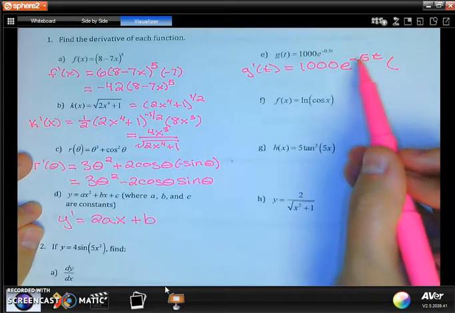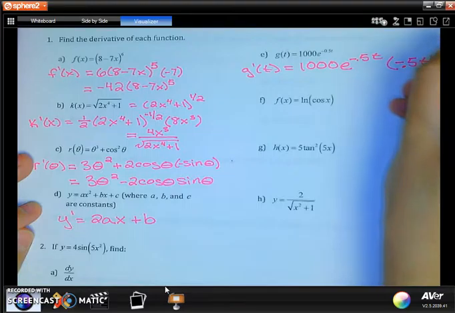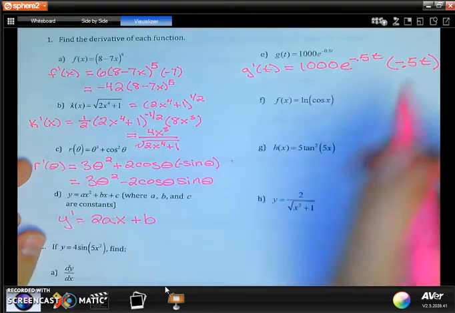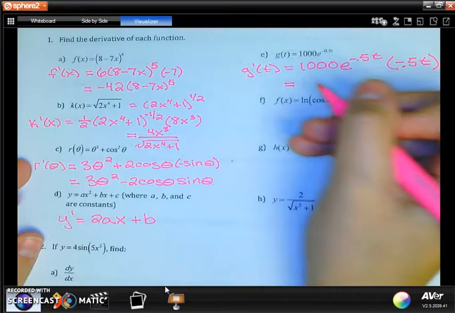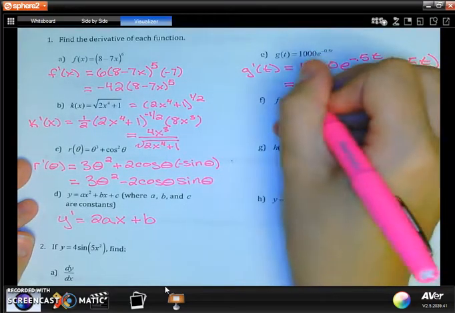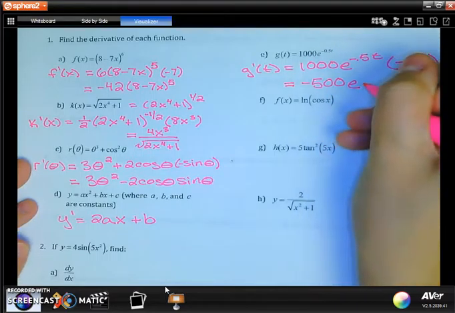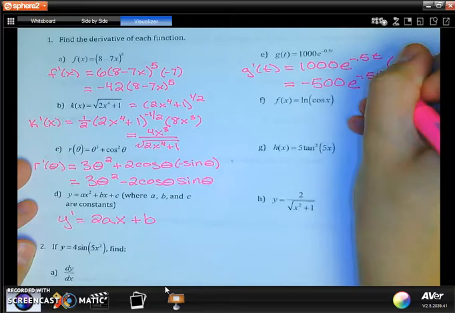Okay, so the derivative of this exponent is just -0.5. And those are all attached by multiplication there, so negative 0.5 times 1,000 leaves you with just a 500. Oh, but it's negative, so negative 500 e raised to the negative 0.5t.